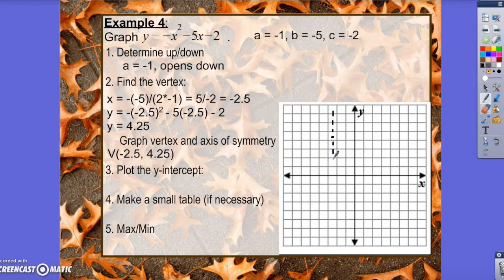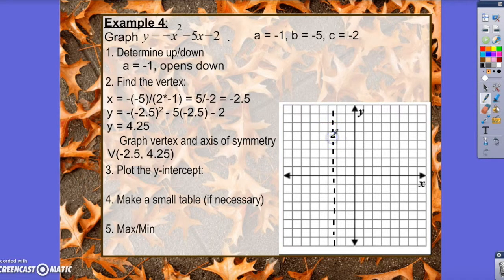My axis of symmetry is through the x-coordinate of the vertex, which is -2.5. So you see I'm drawing that dotted line. And the whole time, it's an axis of symmetry because of the fact that a parabola is symmetric. And that's actually going to help us to get one of our points today. So here's my vertex, right here.